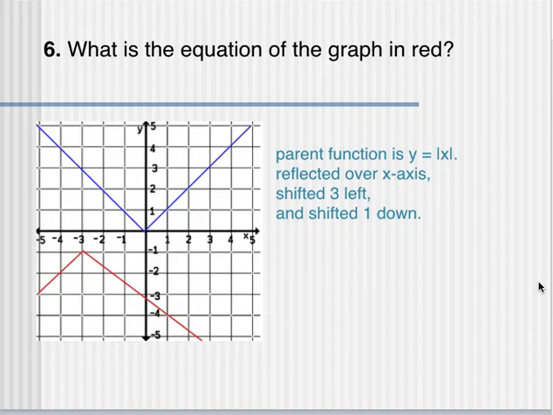So based off of those notes, we can reverse engineer what the formula for the red one must have been. It's going to have absolute value symbols in it. It's going to have a coefficient at the very beginning of negative, a negative in front of the whole equation because it got flipped over the x-axis upside down. And then it got shifted 3 left, so that's a +3 inside the grouping symbols, and 1 down, that's a -1 at the end.